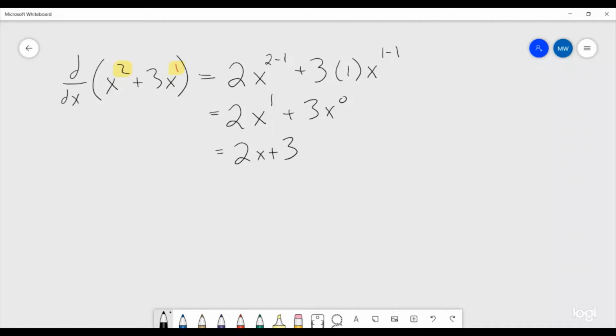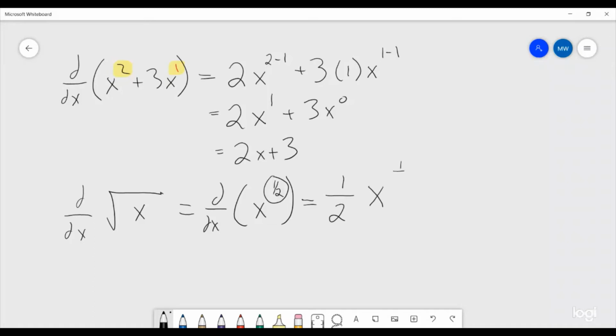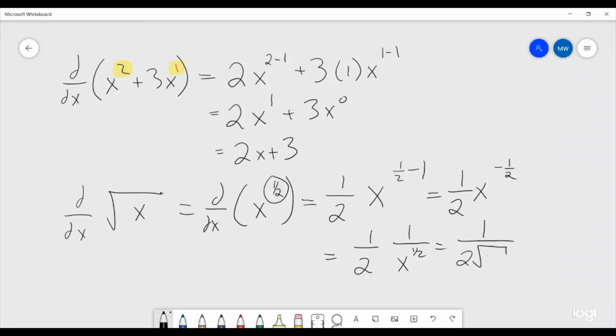Now, we can do this for things that aren't necessarily integers. So for example, we could take the derivative of the square root of x. Well, if we're taking the square root of x, we can rewrite this as taking the derivative of x to the 1/2. So, according to the rule, we're going to bring down the exponent, so a 1/2 times x to the 1/2 minus 1. Or in other words, we have a 1/2 x to the minus 1/2. Well, that's going to be the same thing as 1/2 of 1 over x to the 1/2, or 1 over 2 times the square root of x. So that's how we would be able to do that one.